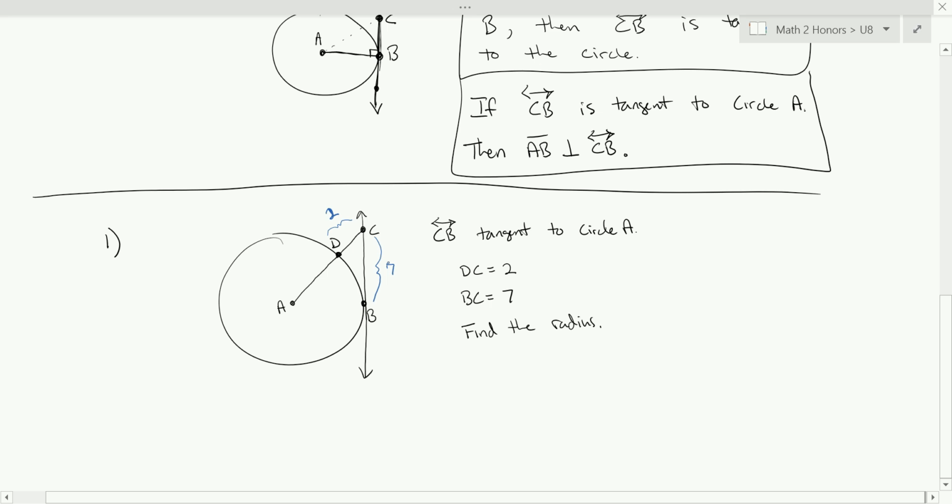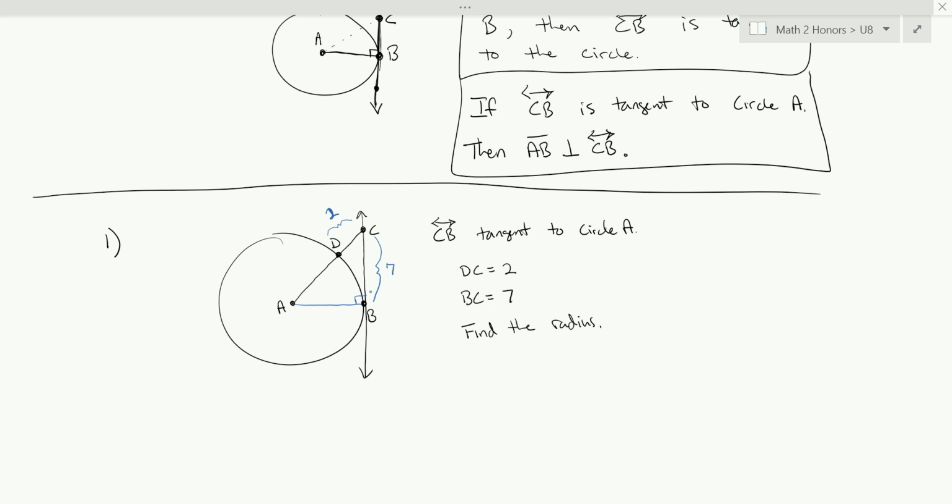What else can we do with this picture? Any ideas? Maybe draw something? Okay, if I draw A to B, that's a triangle. How do you know it's a right triangle? Perpendicular. How do we know it's perpendicular? Because tangent lines are perpendicular to the radius. Okay, good. So we got a right triangle, and right triangles can be so helpful in this unit, and we made one.